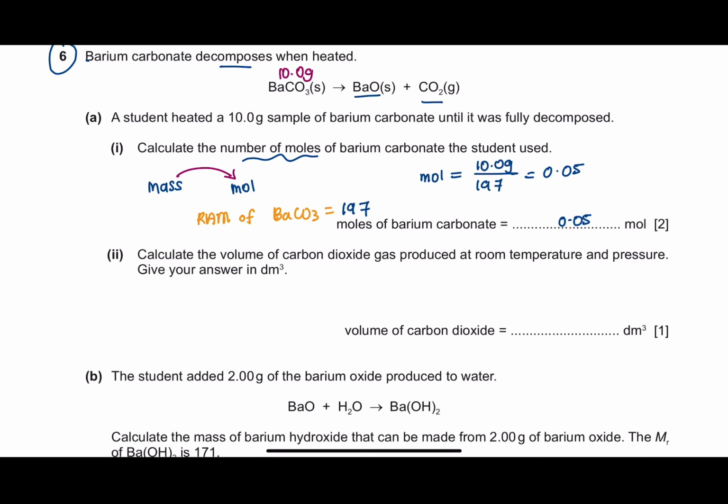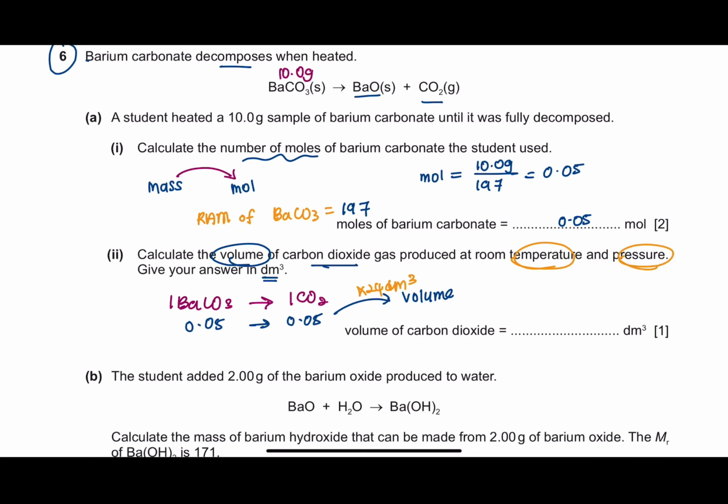Now question 2, calculate the volume of carbon dioxide gas produced at room temperature and pressure. Give your answer in dm³. We're going to answer this question the same way that we did previously. 1 barium carbonate will produce 1 carbon dioxide. This means that if you have 0.05 mole of barium carbonate, you also have 0.05 mole of carbon dioxide. Now to convert mole to volume, you multiply it with your condition of room temperature and pressure, which is 24 dm³. This will give you a value of 1.22 dm³.